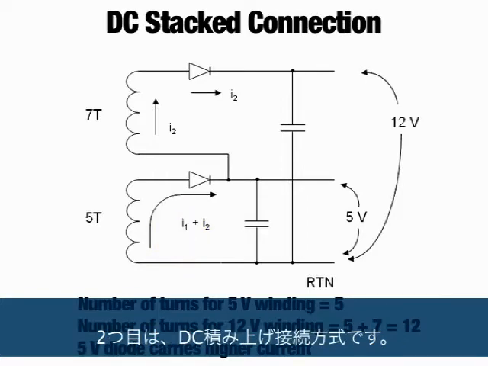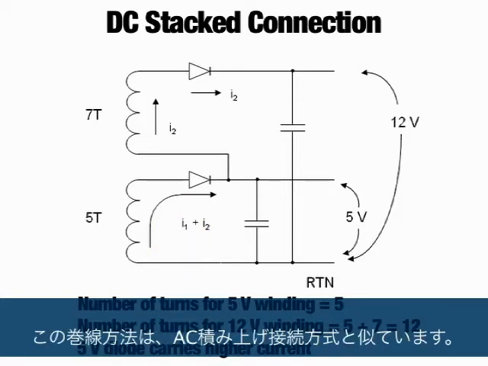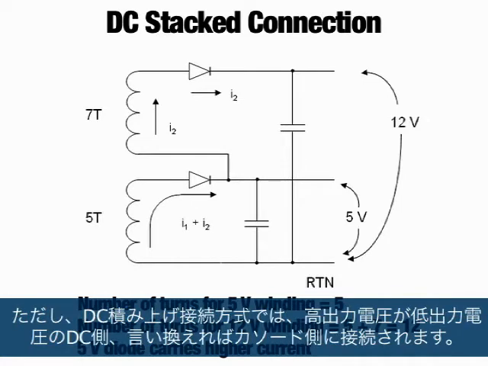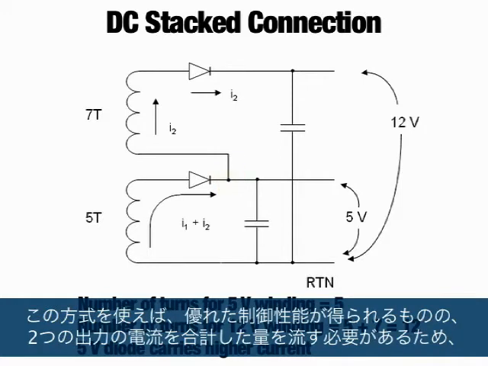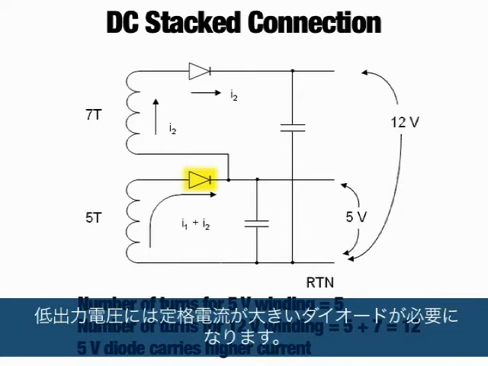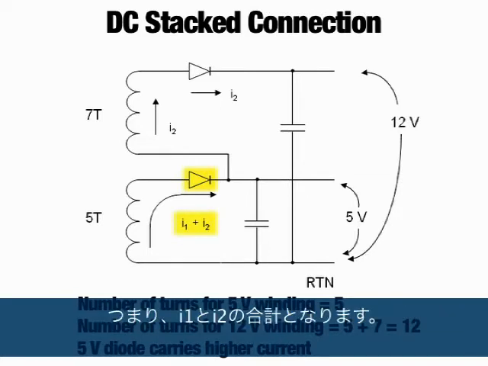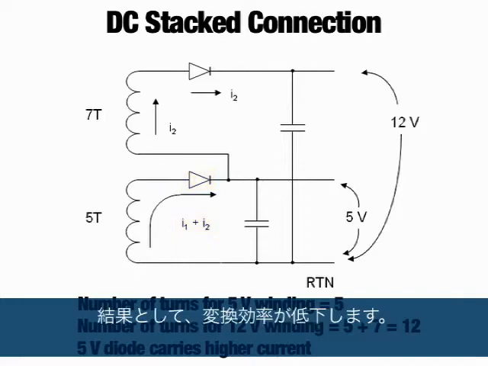The second is the DC stacked connection. The winding turns are similar to AC stacked arrangement. However, in DC stacking, the higher output is connected to the DC side or the cathode side of the lower output. While the regulation performance can be better, this arrangement requires a larger current rating diode for the lower output, as it needs to carry the combined current of the two outputs, that is I1 plus I2. Consequently, the efficiency is also lower.